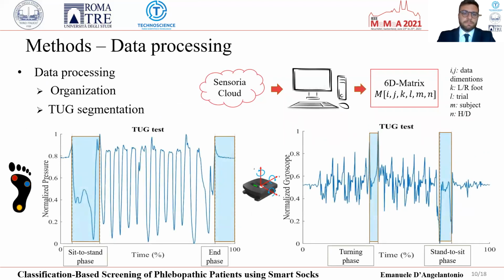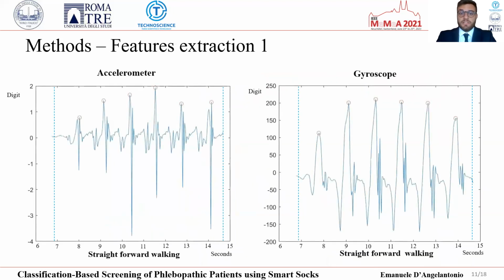After that, the trials were automatically segmented into the TUG test phases using a combination of pressure and IMU signals. In the two images below, an example of the TUG phases detection is shown, representing a pressure signal used to determine the sit to stand phase, and on the right, the longitudinal axis gyroscope signal used to find the turning and the stand to sit phases that are characterized by turning movements. Once done the segmentation, the code follows with the extraction of parameters that will be used in the classification.